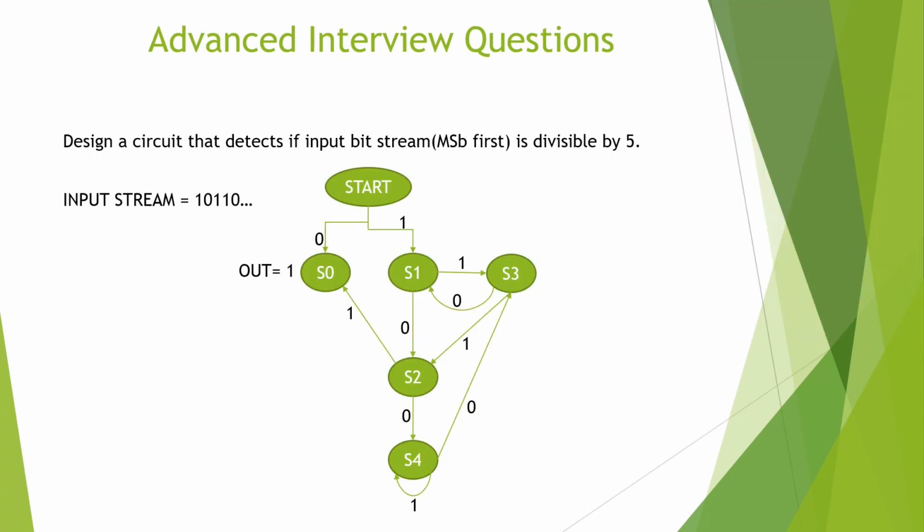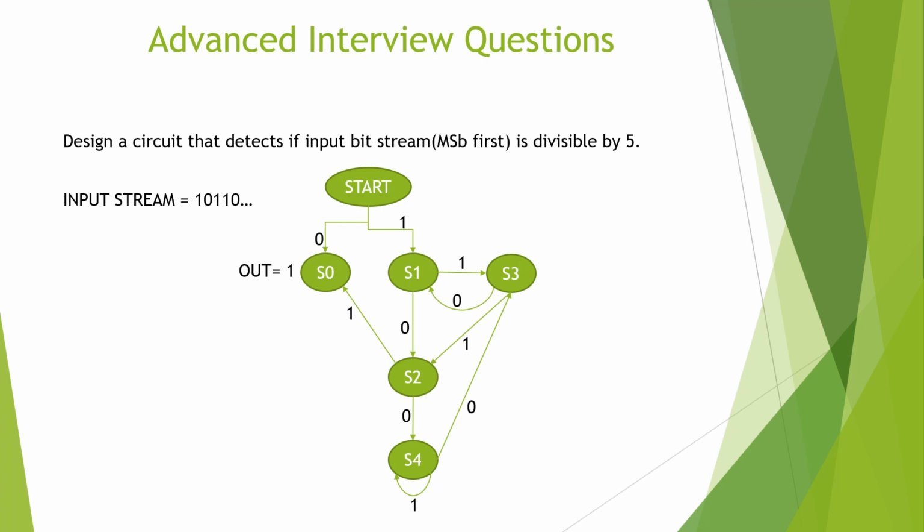So in this slide, we'll discuss the state machine logic about how to do the modulo detector state diagram. The assumption here is that the input data is streaming in 1 bit at a time, and the most significant bit is coming first. So here I name the states S0, S1, S2 up to S4. They represent the remainder after division by 5.